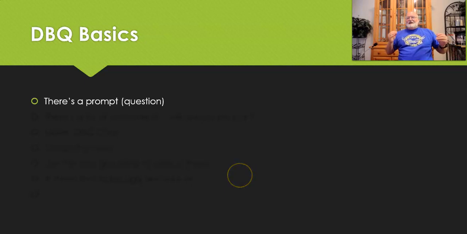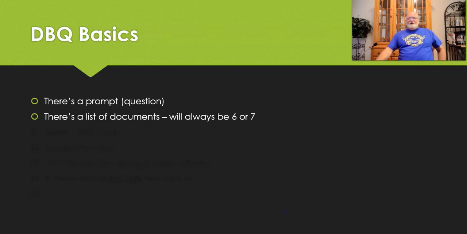But anyway, there's a prompt or a question for the DBQ, and then they give you a list of documents. There's always going to be no less than 6, no more than 7. Back in the day, AP European used to be 15 documents. But an AP World would be about 10. But now all the exams are the same. So once you learn this in my class, you're going to use it in the other.